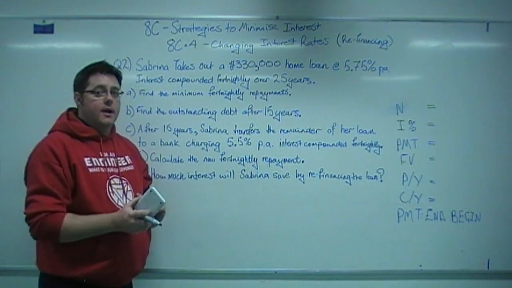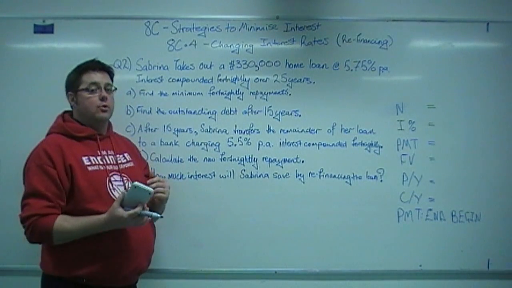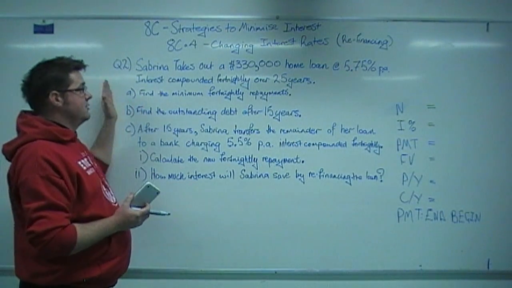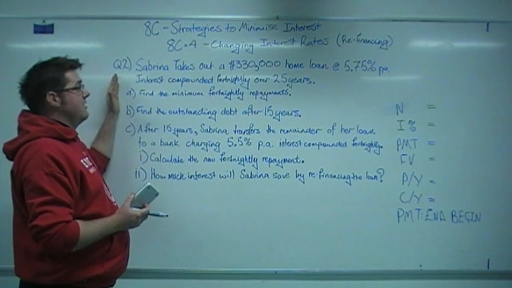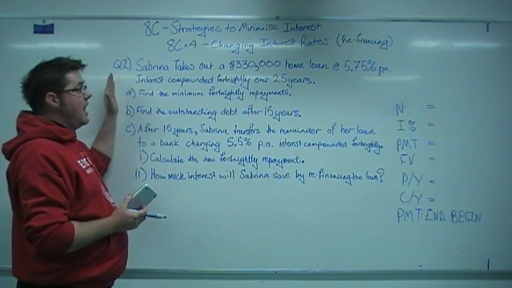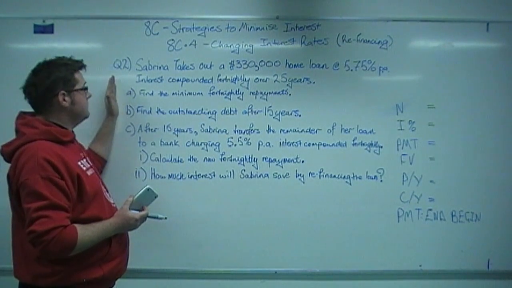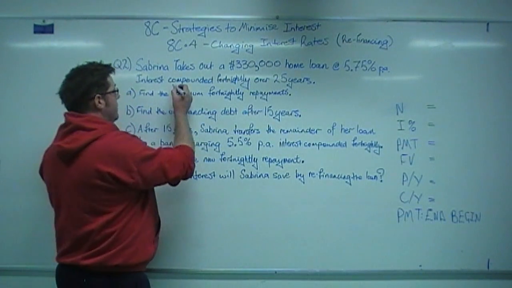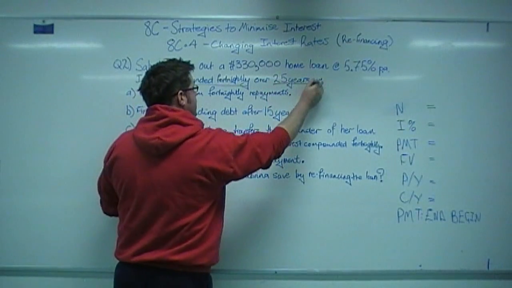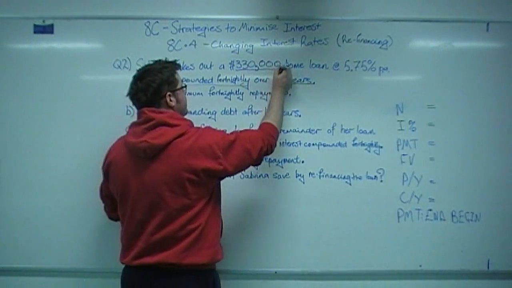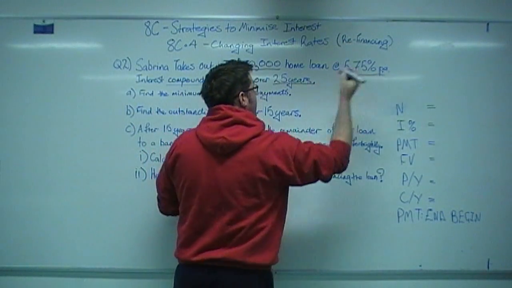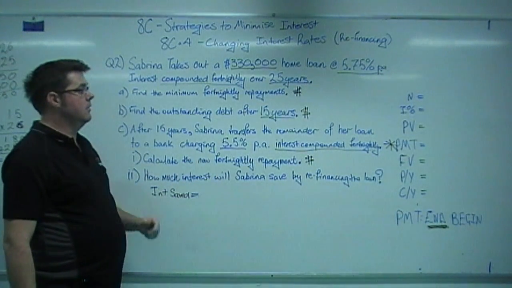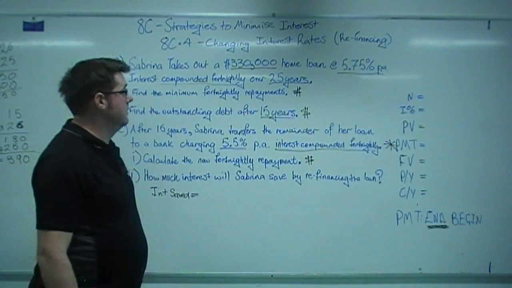So we're going to run through a mathematical example of how that will look like and what the benefits would be. All right. So let's look at this question here. So Sabrina takes out a $330,000 home loan at 5.75% per annum, interest compounded fortnightly over 25 years. So compounding fortnightly, 25 years, $330,000 and 5.75%. Okay, so now that we've got all our critical information highlighted, let's start setting up what we need to insert in our calculator.